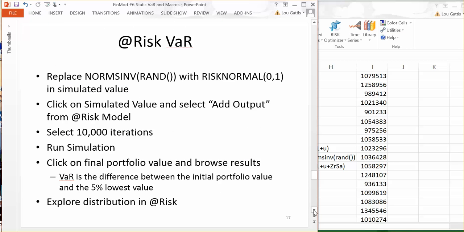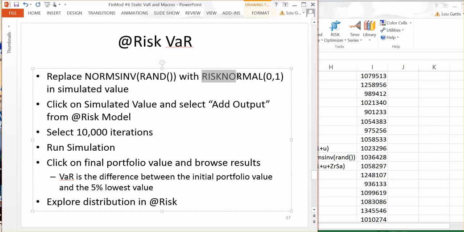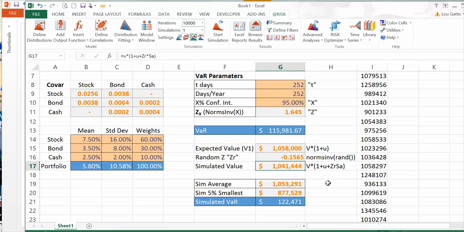So in our spreadsheet, we're going to run a simulation using @RISK. What I'm going to do is replace the NORM.S.INV(RAND()) with RiskNormal(0,1). This is an @RISK command, so it only works when @RISK is on. And then I need to add an output. I'm going to run 10,000 iterations, 10,000 of these numbers, and then I'll sort them and take a look at my 5% worst and calculate my VaR.